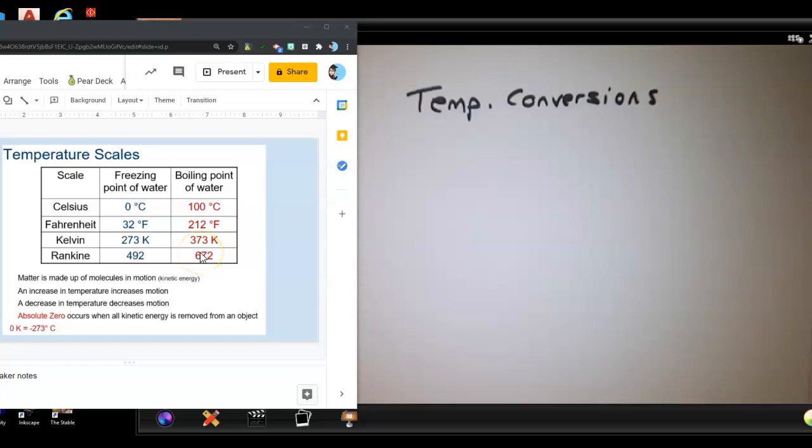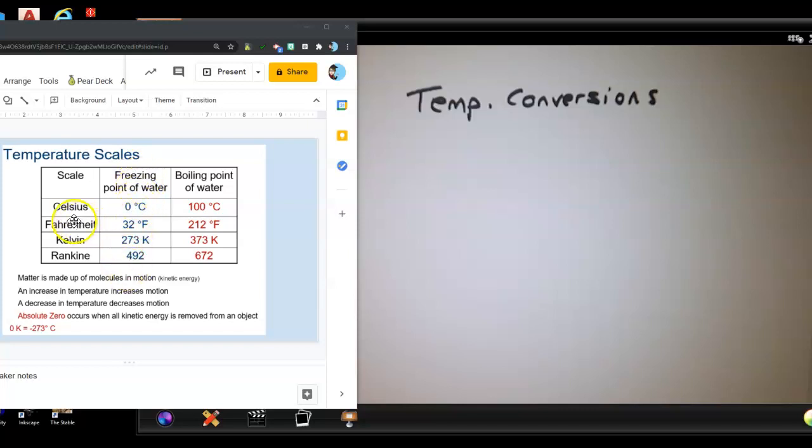This is Mrs. J. Today we're going to look at temperature conversions for the unit on thermodynamics. We have here the temperature scales, and this is found in Google Classroom. It's just 3 slides, and basically we look at the different types of temperature scales. We look at 4, and we base them on the freezing point of water.